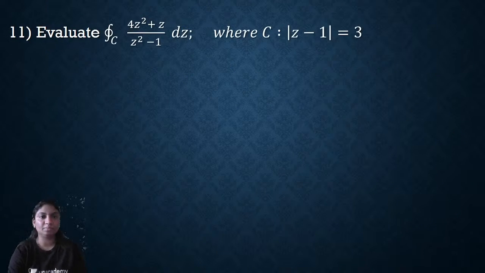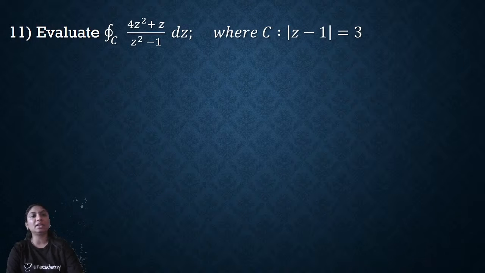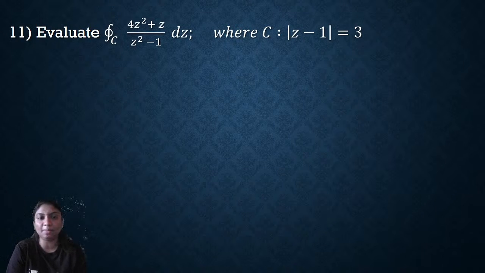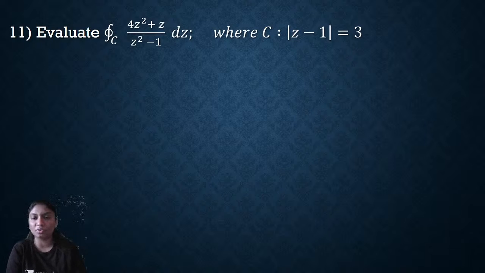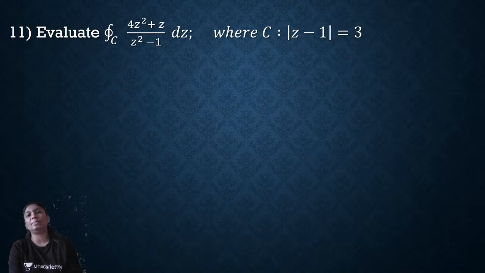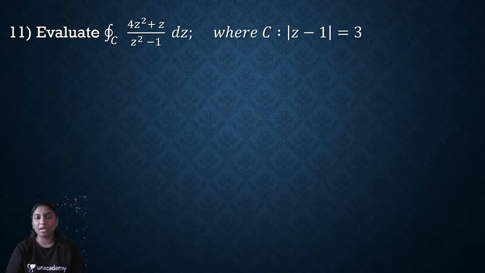This one is one more integral. Evaluate the integral over C of (4z squared plus z) upon (z squared minus 1) dz, where C is the closed curve mod of z minus 1 is equal to 3.